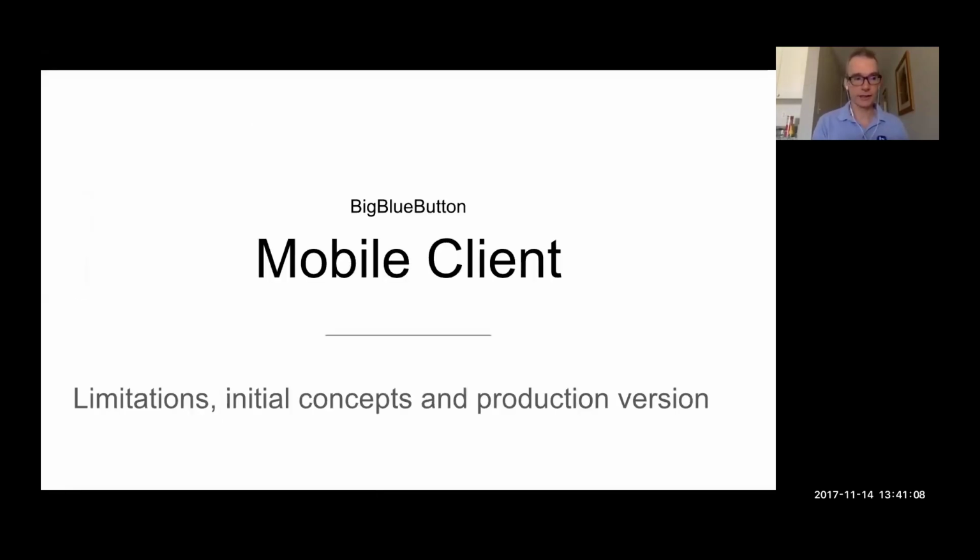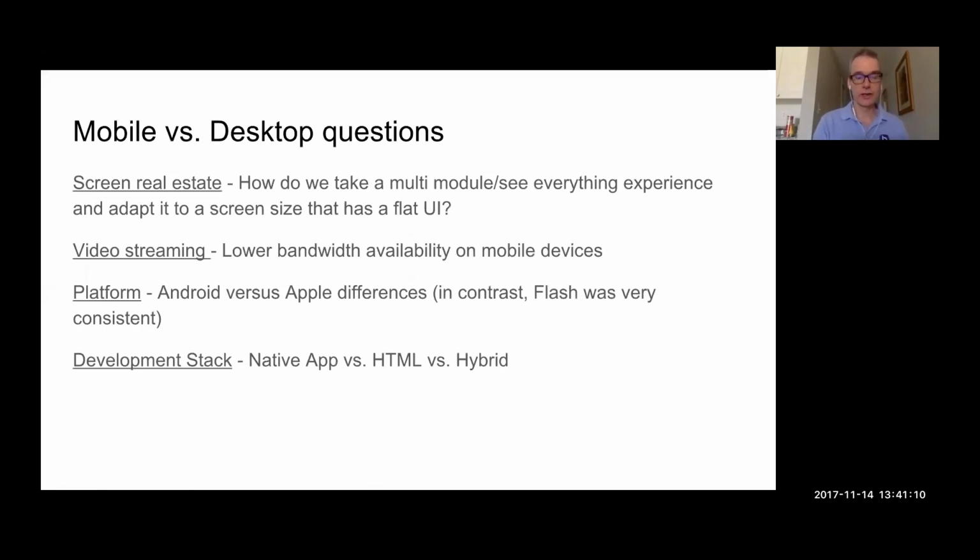Okay, so let's just talk a little bit about the HTML5 client. There's differences between the mobile and desktop. So you have differences in screen real estate. How do you take a multiple window application, which we do right now, and adapt it to a flat UI? How do you stream video to low bandwidth devices? How do you account for the platform differences between Android and iOS? I will say in contrast, Flash was very consistent, and it has done very well in terms of providing a consistent layer on Mac, Unix, and PC.